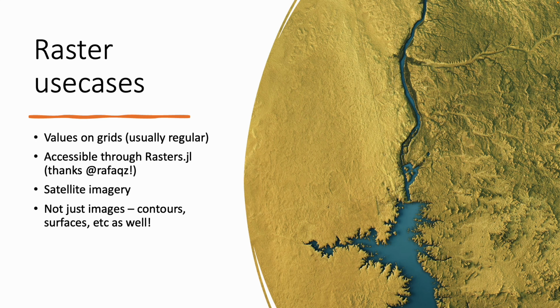So, for example, you might have geostationary satellites, non-geostationary satellites. How do you stitch that imagery together? Things like this. But rasterized data doesn't only have to provide images. You can process it into contours, you can make it into a 3D surface, you can do all sorts of stuff.